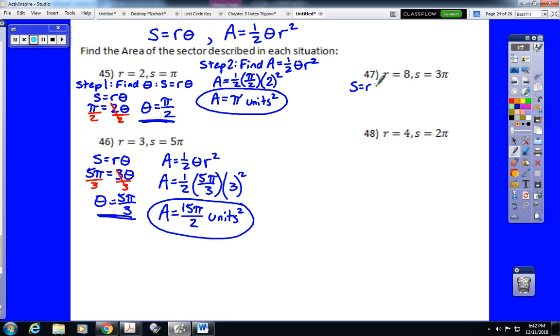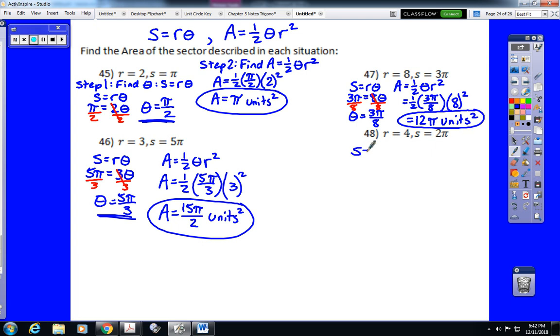47, S equals R theta would be 3 pi equals 8 theta. Divide by 8, theta is 3 pi over 8. Then we turn around and we say area is 1/2 theta R squared. That is 1/2 times 3 pi over 8 times 8 squared. Multiply that out, that would be 12 pi. Let's double check that real quick. Yep, 12 pi units squared.